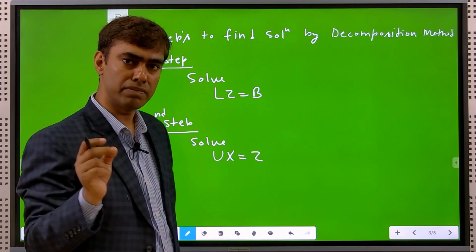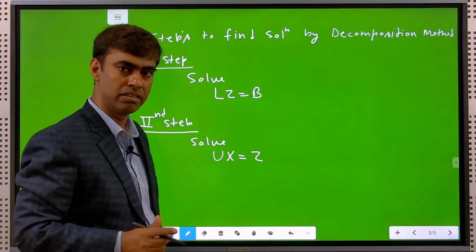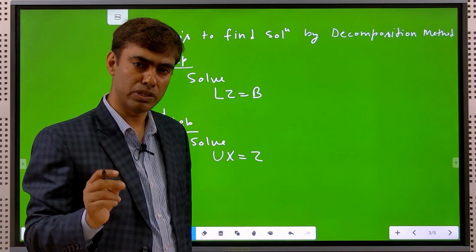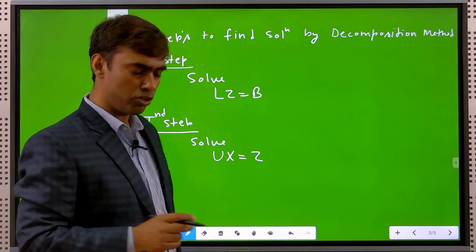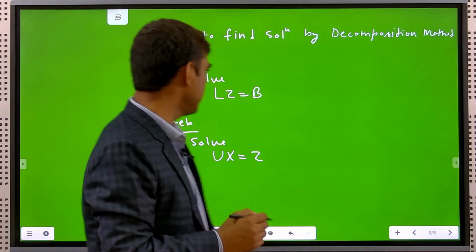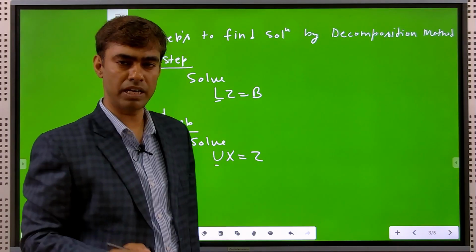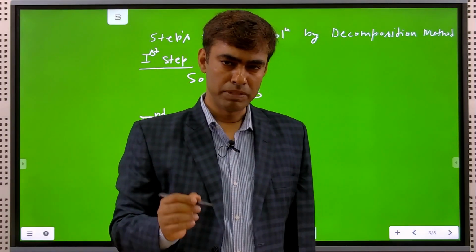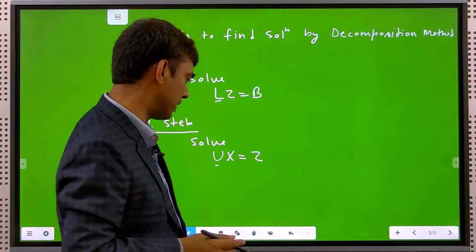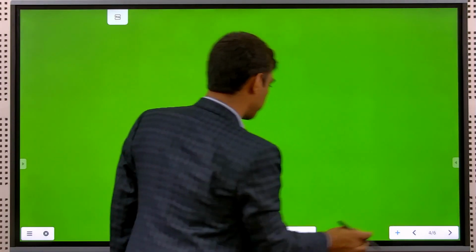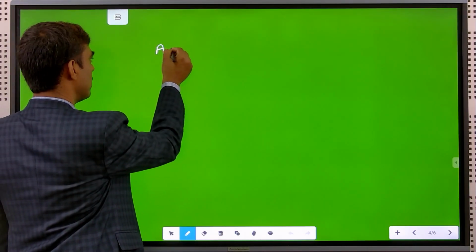So, once we find the values of Z1, Z2, Zn, then we solve by Ux equal Z, and then we are able to find the values of the unknowns. Now, the question is: here we use the lower triangular matrix and upper triangular matrix, meaning the values of L and U, so how do we find the lower triangular matrix and how do we find the upper triangular matrix? So, once we write this, A equal LU.